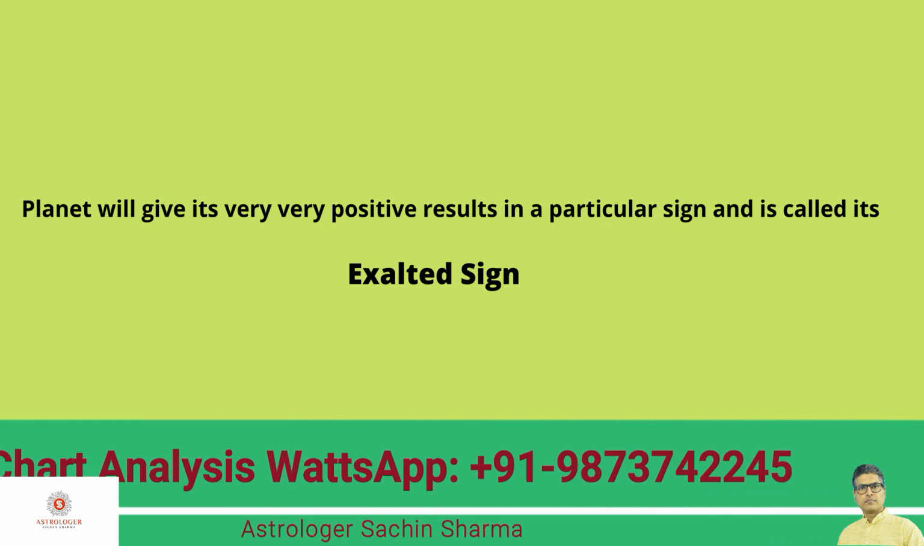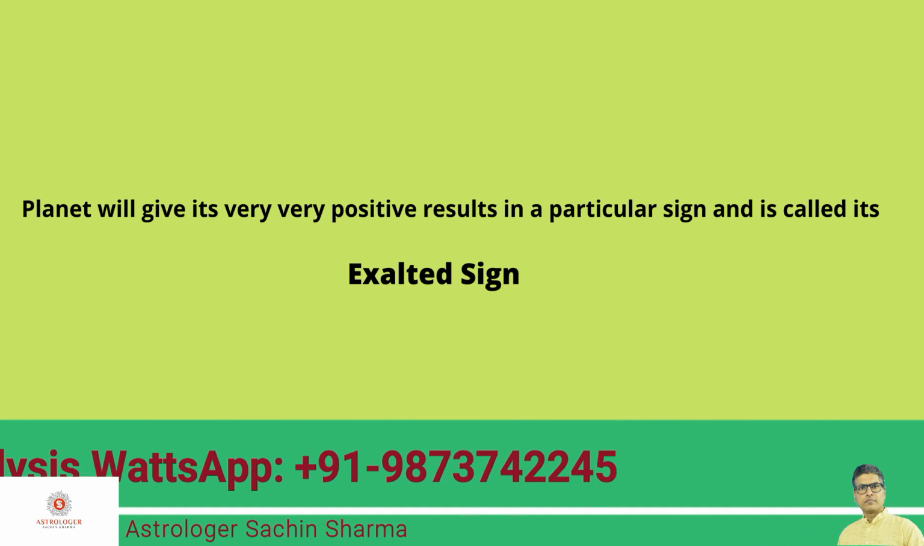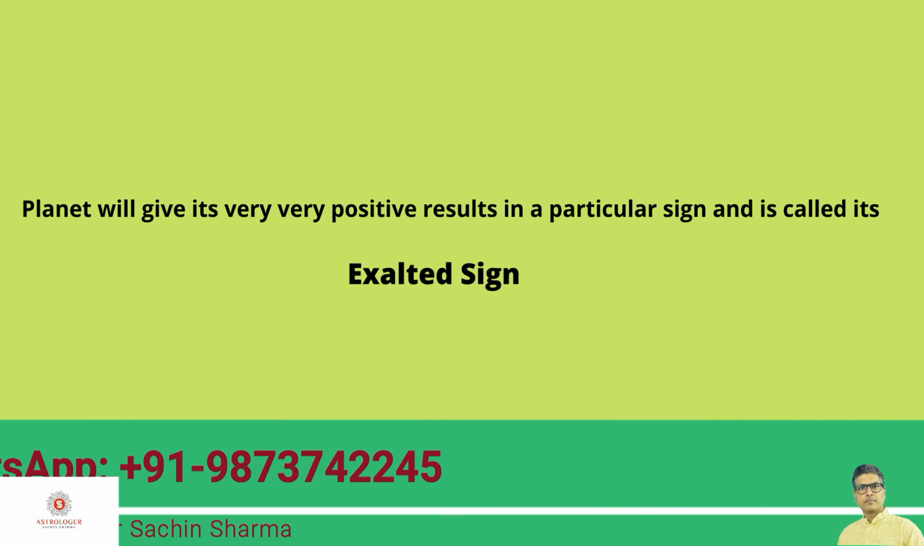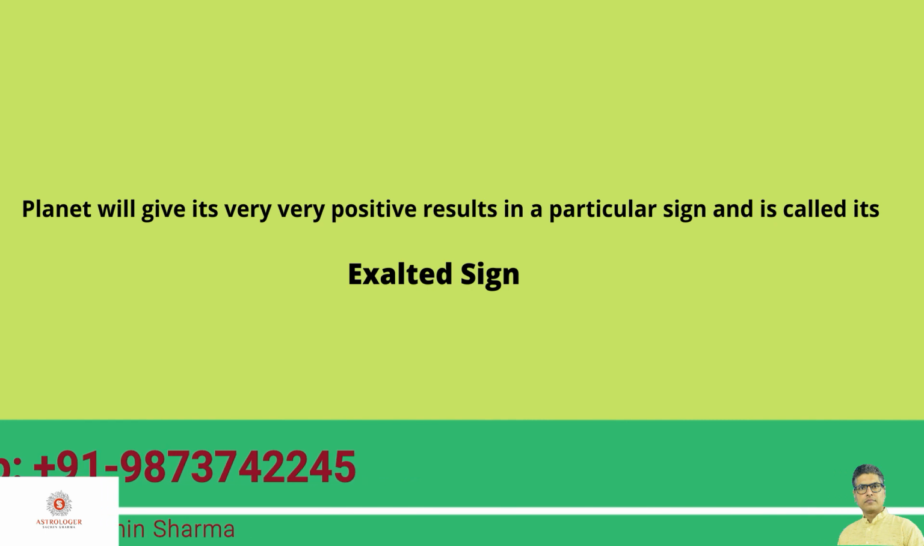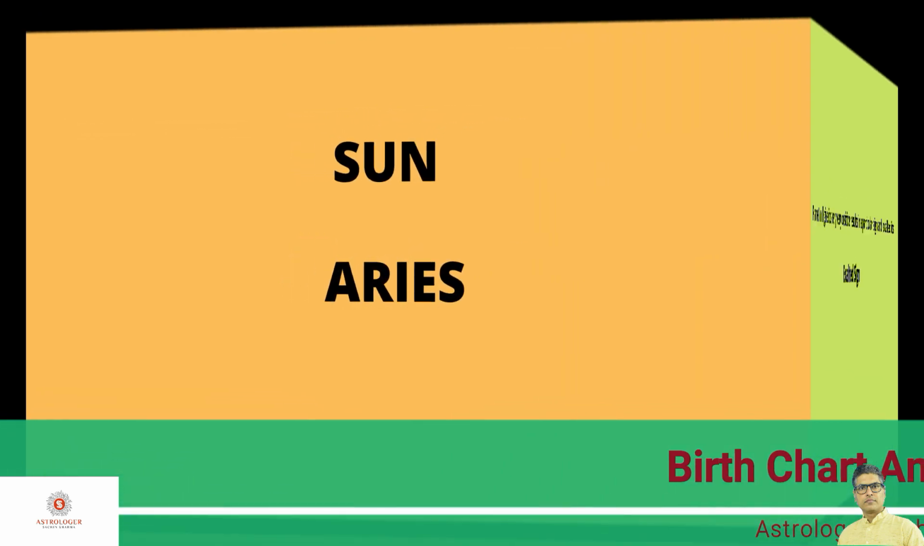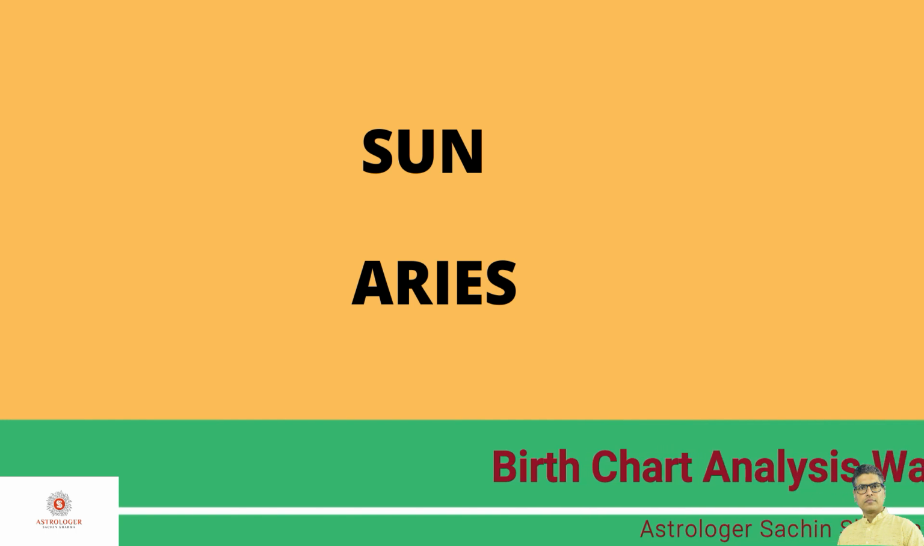Always remember that exalted sign is that sign or house in which any particular planet gives you its best results. And we have to remember which planet is exalted in which sign. So let's move forward and discuss first about the exalted sign of planets. So let us understand first Sun. Sun is exalted in Aries sign.